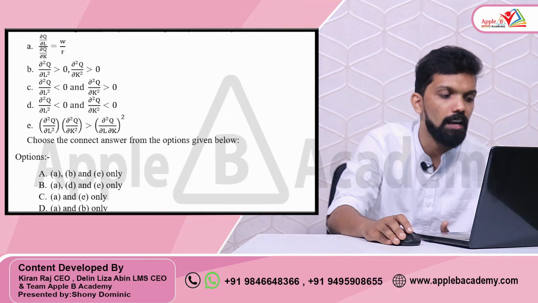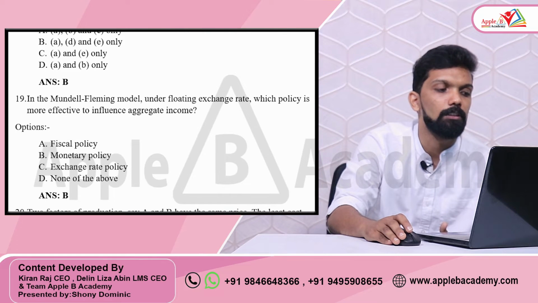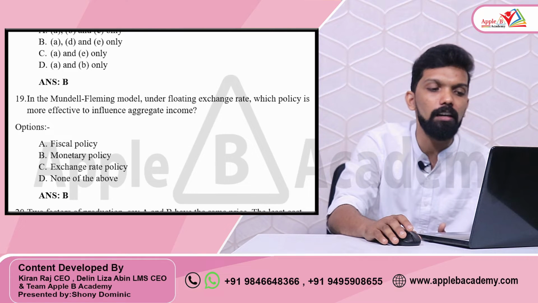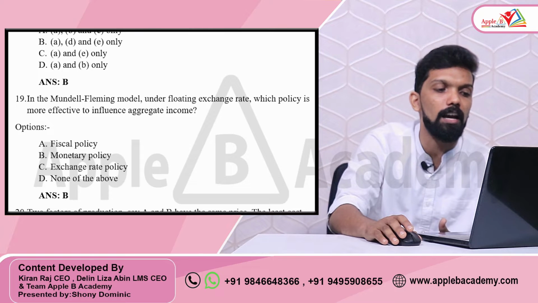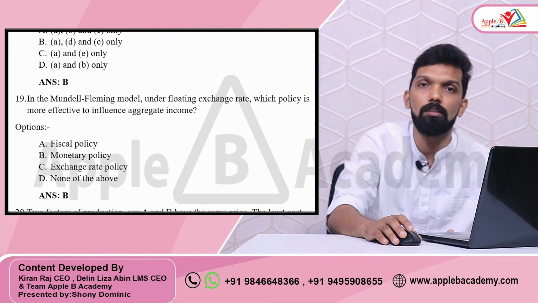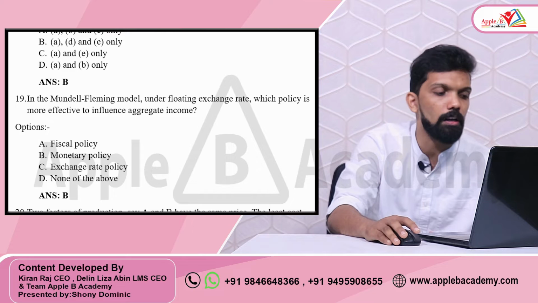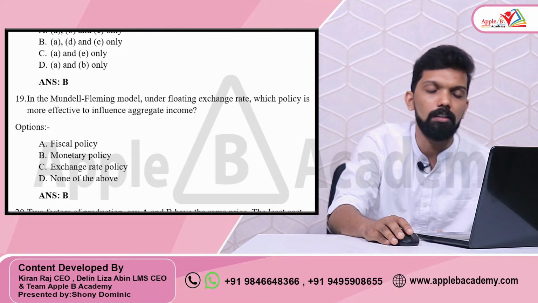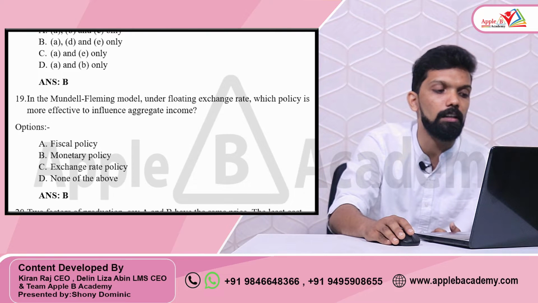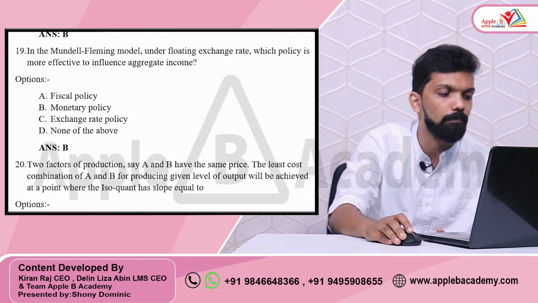A, D and E. So the 19th one: in the Mundell-Fleming model under floating exchange rate, which of the following is more effective to influence aggregate income? This question is from the module International Economics. Different options are given: fiscal policy, monetary policy, exchange rate policy and none of the above. The right answer for this question is monetary policy, which is option B.